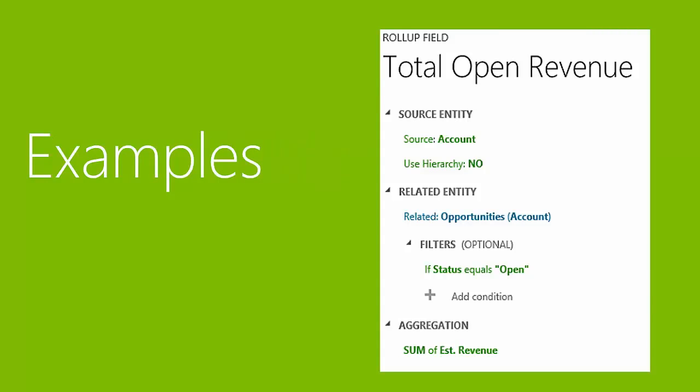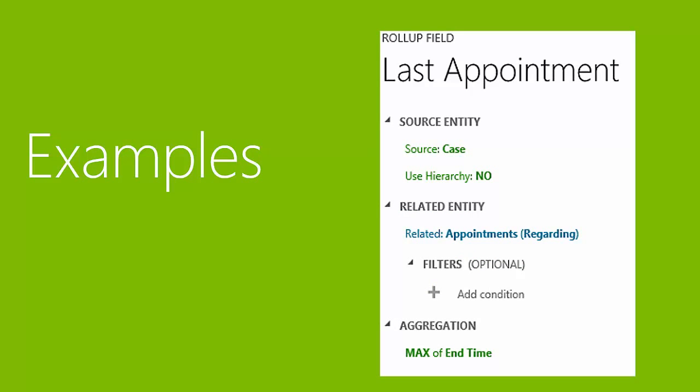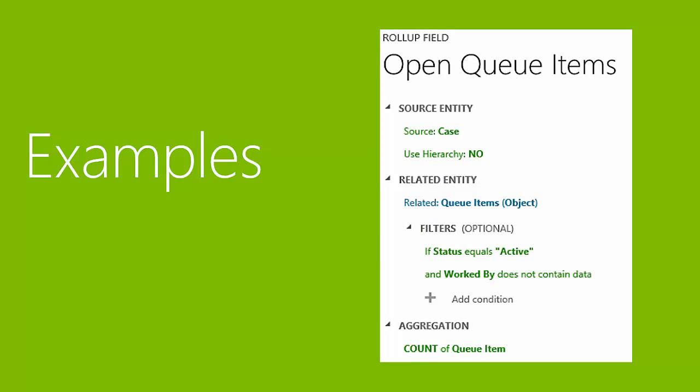For example, a salesperson may want to know the total open revenue for an account for all of their open opportunities. A service engineer would like to keep track of the last time the customer was in for an appointment. A team manager wants to ensure all open queue items for cases have an engineer assigned to them. As a CRM system customizer or administrator, you'll enjoy the benefits of defining these types of calculations within the CRM application. There's no need for additional code development.